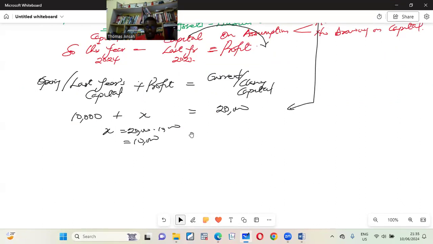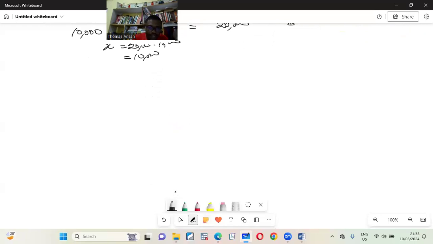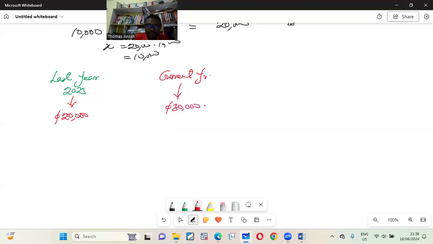Okay, so let me give you an exercise. Let's say last year will be, let's say, 2023. And let's say in last year, my capital is 20,000 Ghana cedis. And we are in 2024. So in 2024, which is the current year, I have capital of, let's say, 30,000. Can you find the profit?